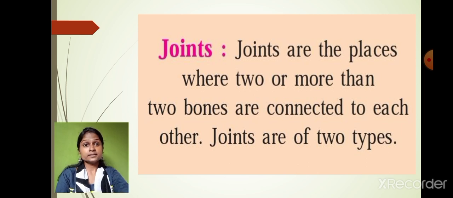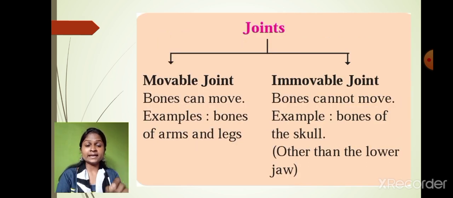So students, these joints are divided into two parts. The joints are classified as movable joints as well as immovable joints. What do you mean by movable joint and immovable joint? The bones which can move very easily, we call them movable joints. And what do you mean by immovable joint? The bones which cannot move very easily, we call them immovable joints. Is that clear?